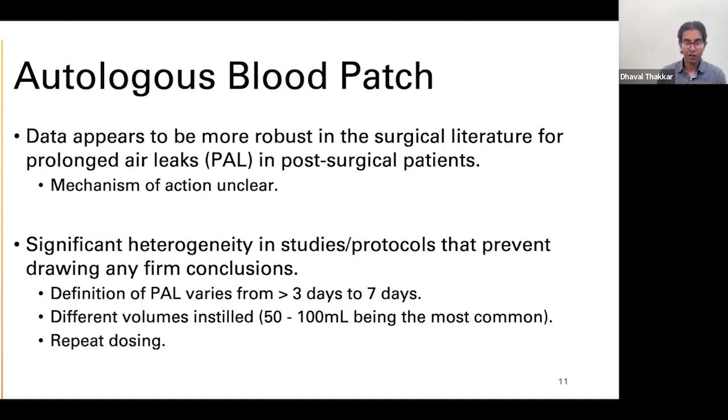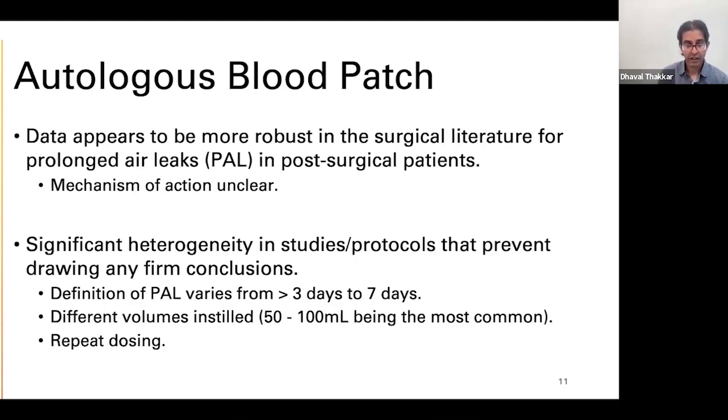Nowadays, the definition of prolonged air leaks, depending on what you read, can vary from more than 3 days to 7 days, with 5 to 7 days being the previous cutoffs people were considering. But now even some of the surgical literature is suggesting a smaller number of days, because patients are being discharged from hospital earlier.